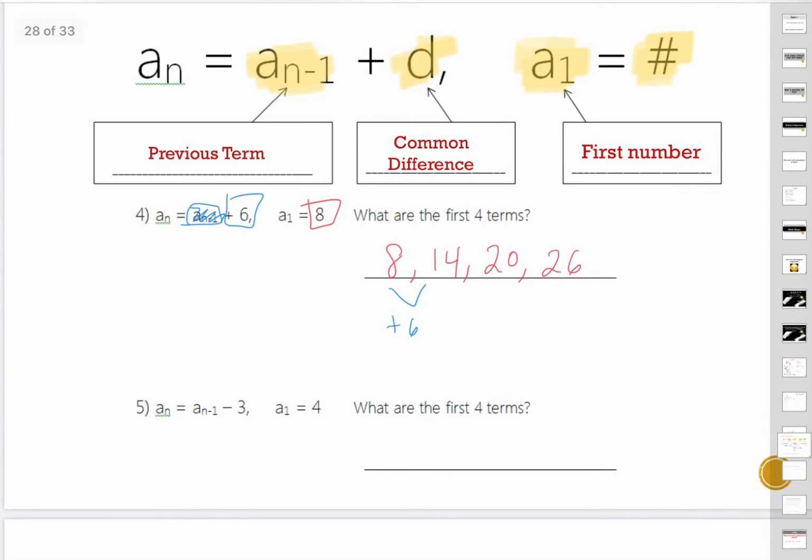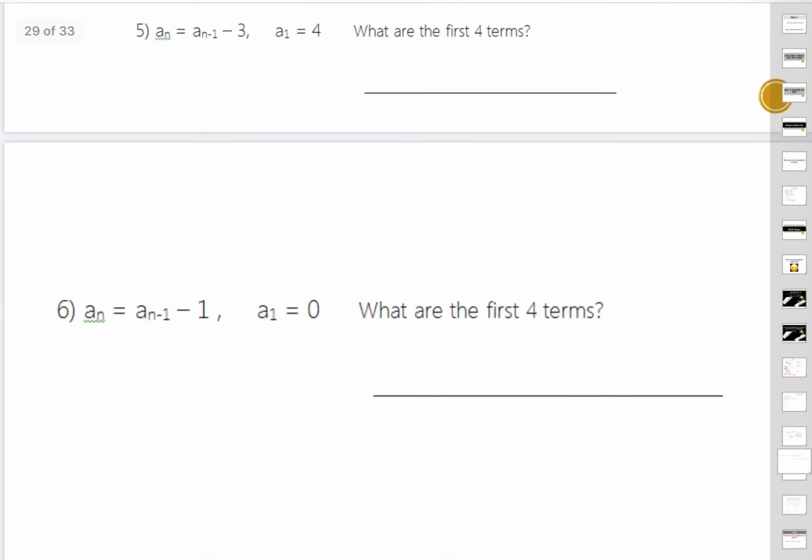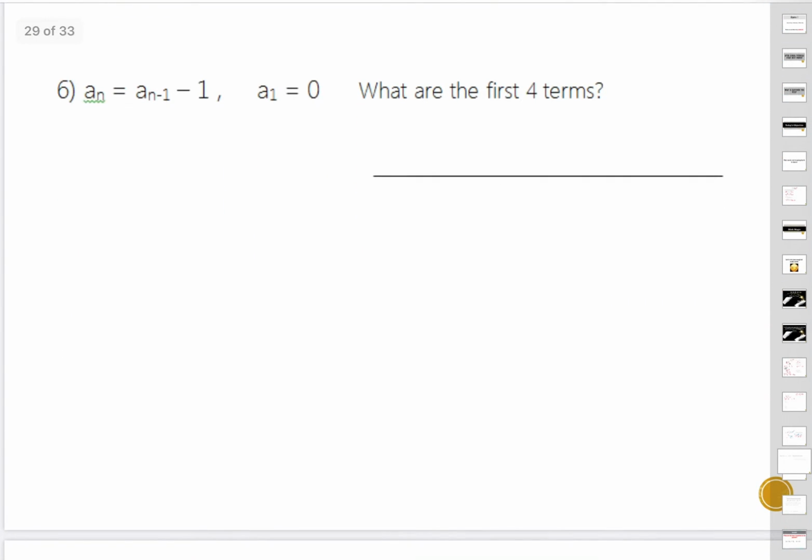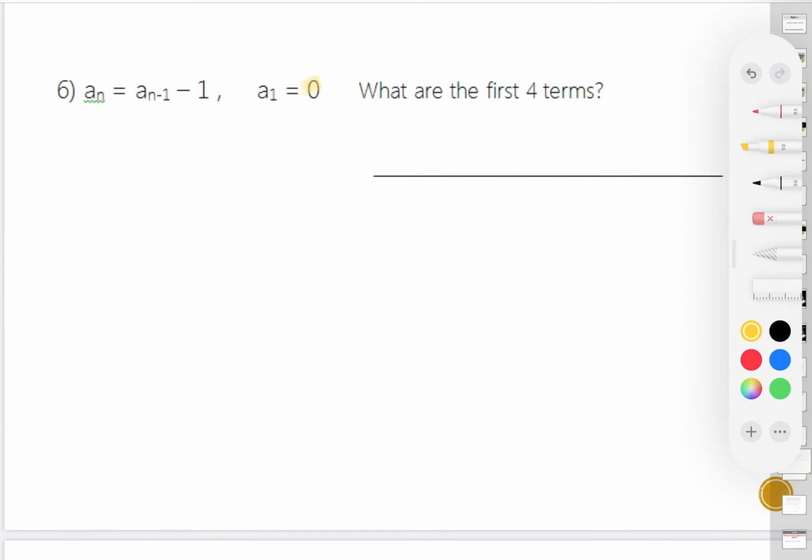Okay, go ahead and try number 5. Very easy. And then try number 6. You have a starting number. Starting number is your A1. You're going to write that number on your line. Then you take the previous, or the starting number, and for this one, it wants you to subtract 1. Subtract 1. Subtract 1. See what you get here.